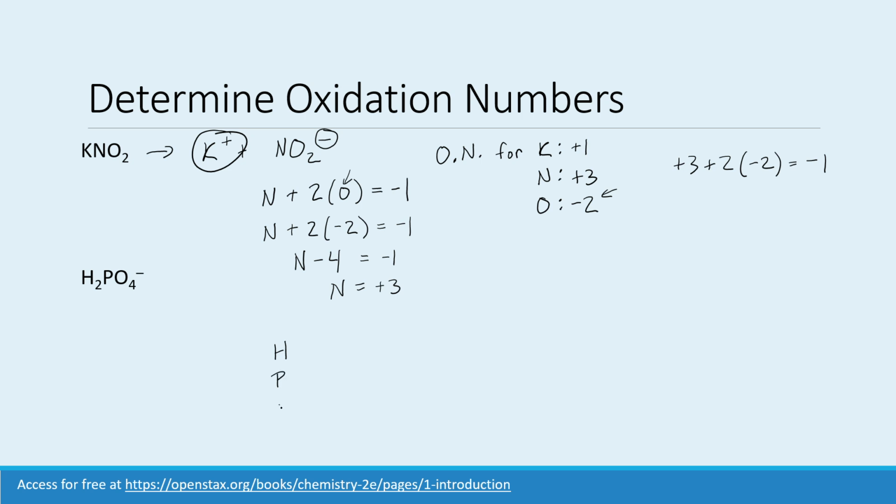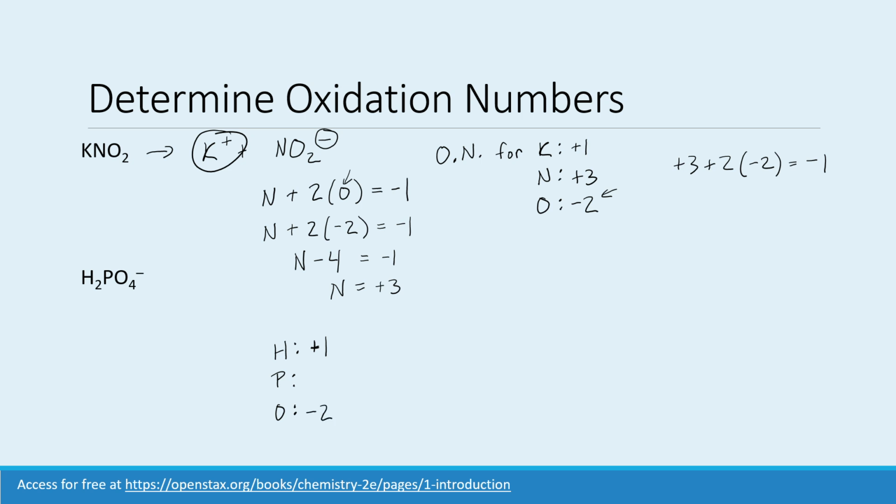Hydrogen, phosphorus, and oxygen are the three that we've got to figure out. Hydrogen, when it's bonded with nonmetals, is going to be a +1. Remember, it's very rare for it to be a -1. It would have to be attached to a metal. And we know oxygen is a -2.